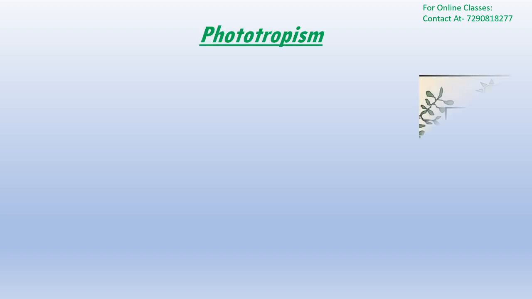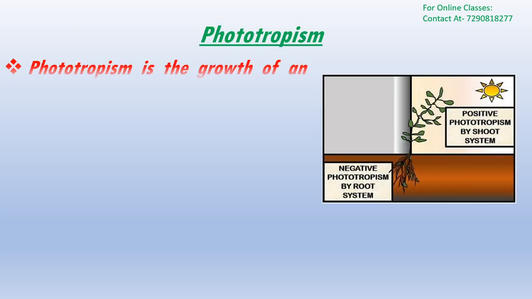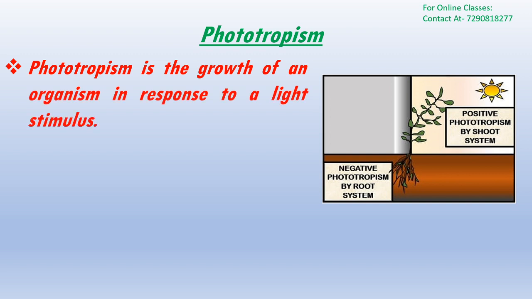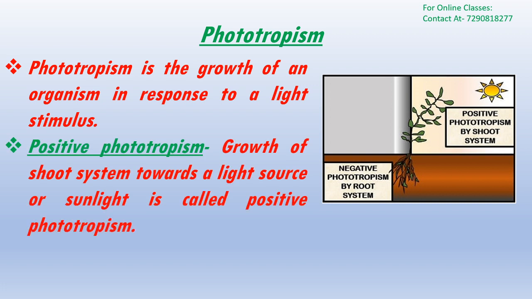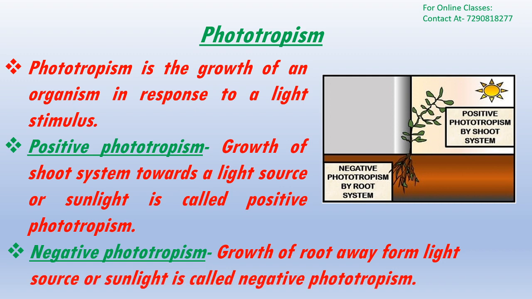Now, the first type of tropism is phototropism. Phototropism is the growth of an organism in response to a light stimulus. A plant shows two types of phototropism, positive phototropism and negative phototropism. Growth of the shoot system towards a light source or sunlight is called positive phototropism, while growth of the root of a plant away from the light source or sunlight is called negative phototropism.